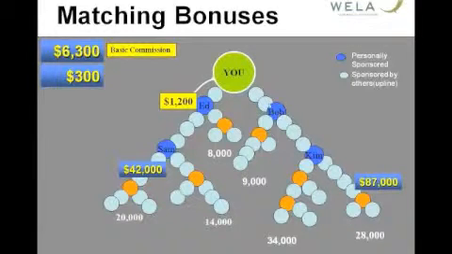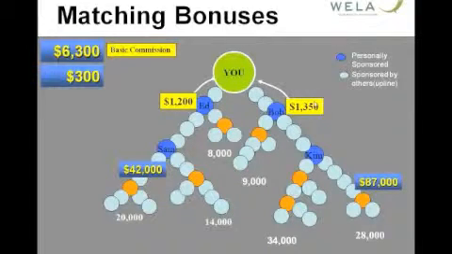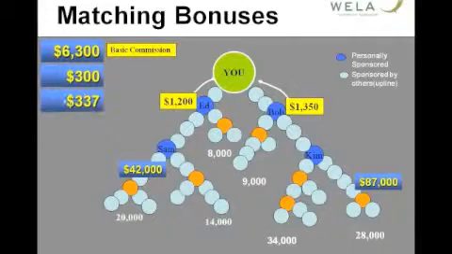Now, Bob over here, Bob has 28,000 on his strong side, but let's look at his small side. He has 9,000. Bob earns 15% of what's on his small side. Bob just earned himself $1,350. Guess what? You earn 25% of whatever Bob makes. You just made $337. No extra work for you. It's just a match. A thank you match from Wela for helping this company to grow.